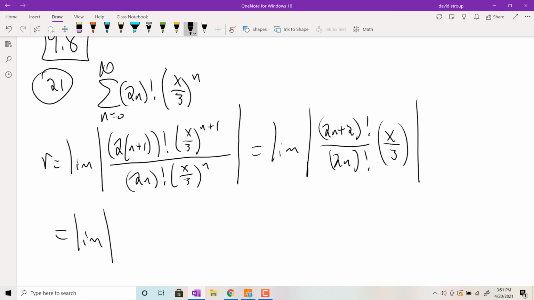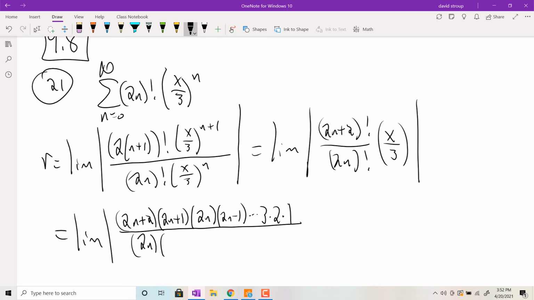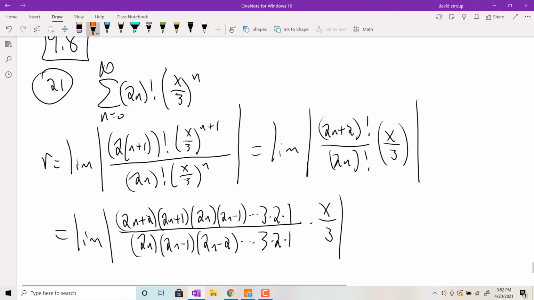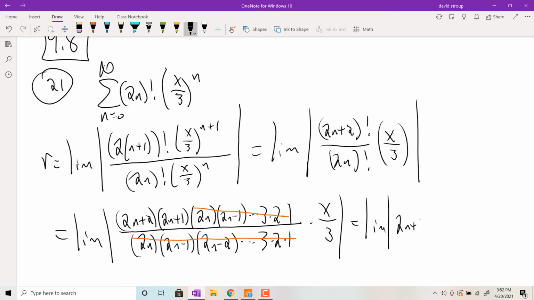Then we want to simplify the factorials. So let's do the brute force method. 2n plus 2 times 2n plus 2 minus 1, which is 2n plus 1. So you just subtract 1 every time you go down. 2n plus 1 minus 1 is 2n. And then 2n minus 1 all the way down, and it's always 3 times 2 times 1. All over 2n factorial, so that would be 2n times 2n minus 1 times 2n minus 2, all the way down to 3 times 2 times 1, and then of course times x over 3. It looks like some nice cancellations. 2n factorial, 2n factorial. And then the limit of 2n plus 2 times 2n plus 1 times x over 3.